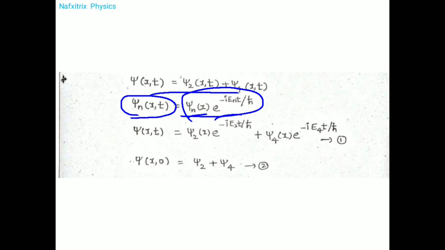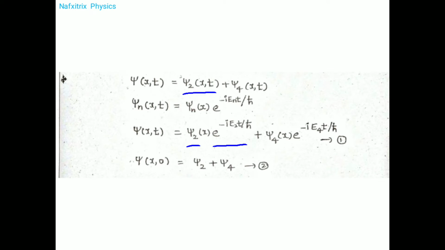So here what they have given to us is xi2 of x comma t. Xi2 of x comma t would be written as xi2 of x into e power minus i E2 t by h cut, based on this formula. In a similar fashion, xi4 of x comma t could be written as xi4 of x into e power minus i E4 t by h cut. So this could be written in this form.